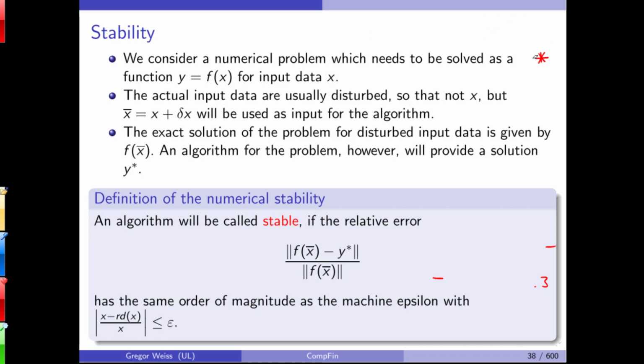What is the stability of an algorithm? An algorithm is called stable if the relative error, and we now use a norm. You could also use absolute numbers. Just remember that, in mathematics, what is the absolute number of -4? Well, it's 4. What is the absolute number of 4? It's also 4. But what is, for example, a norm of a vector?